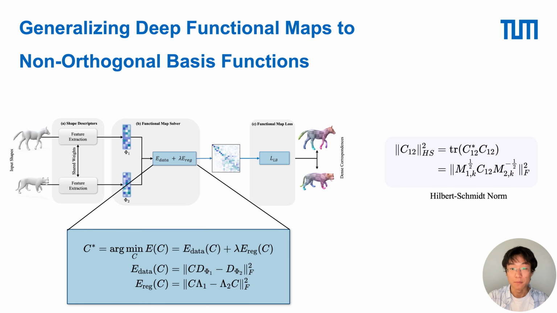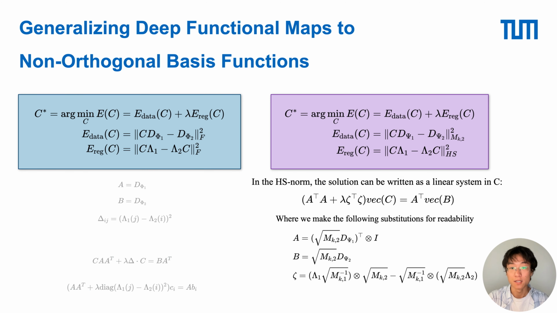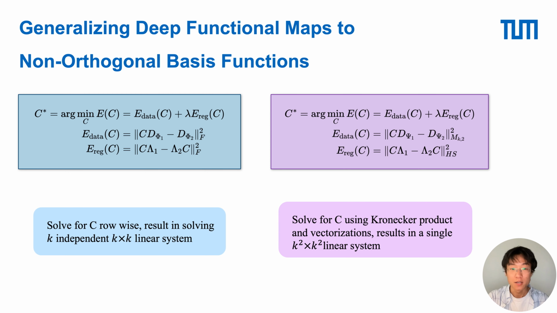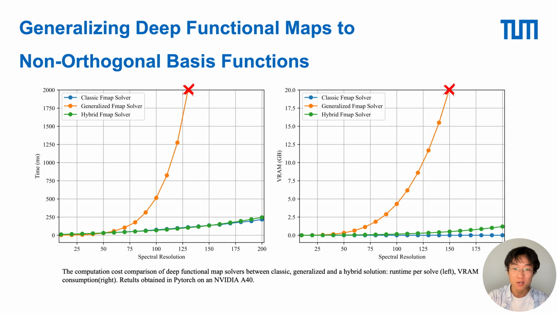Specifically, we extend the adaptation from axiomatic formulations to deep functional map solvers, allowing general usage in most existing functional map methods. With a sprinkle of linear algebra, we arrive at a closed-form differentiable solver as a direct plug-and-play to the classical ones, with one downside. The Kronecker product expansion results in a single k-square by k-square linear system, as opposed to k independent k-by-k linear systems from before. In practice, this means that the memory and runtime cost goes off the chart as the spectral resolution approaches above 100. This is where our hybrid approach comes to the rescue again.